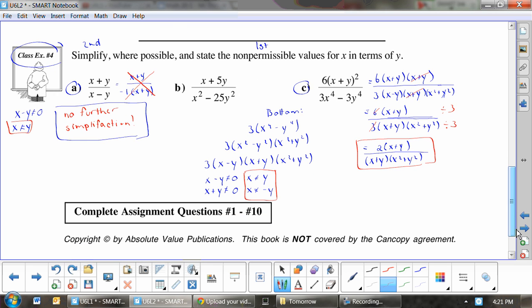Okay, so this is lesson number 2. Our homework is 1 to 4 and 6 to 8. So 1 to 8, omitting number 5.